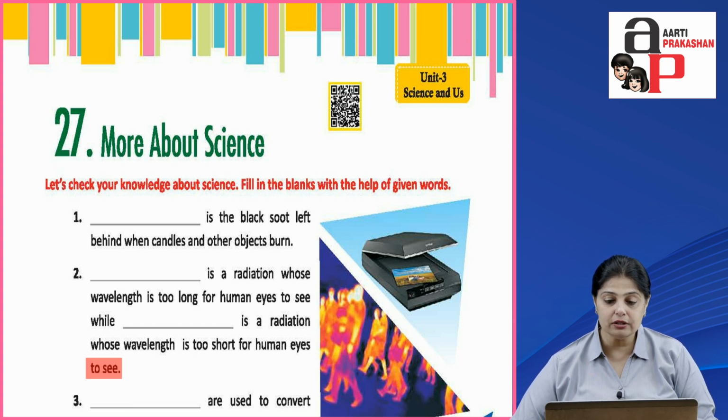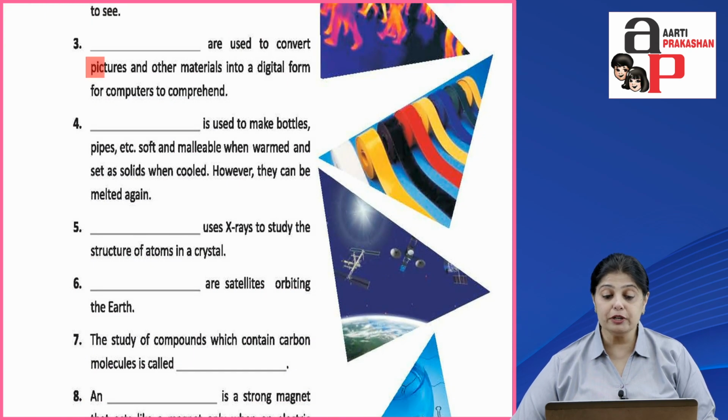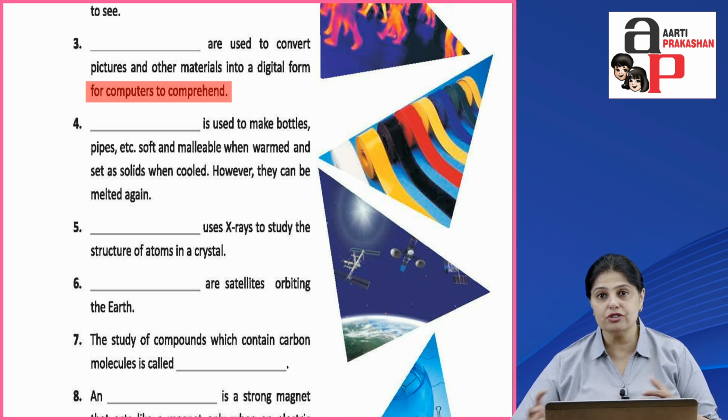Infrared is a radiation whose wavelength is too long for human eyes to see, while ultraviolet is a radiation whose wavelength is too short for human eyes to see. Dash are used to convert pictures and other materials into a digital form for computers to comprehend. What is used? We use image scanners. We use the scanners to change from the picture into a digital format.